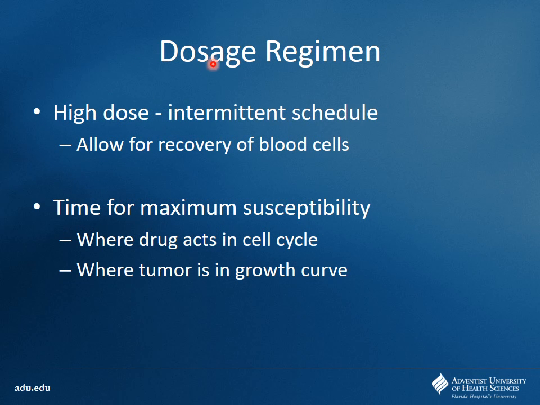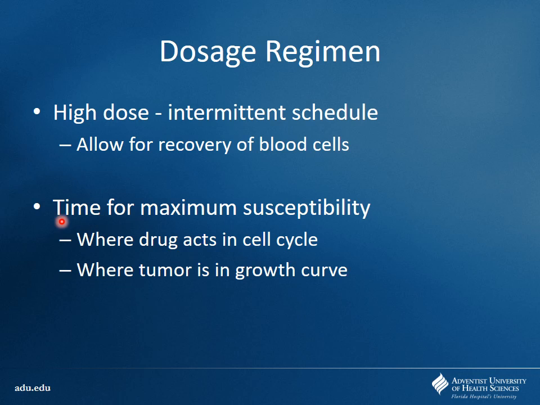So typically we'll try to target these cells when they're in the most susceptible phase, and we'll talk about that in just a few seconds. But we typically do really high dose intermittent schedules. This is where you give the patient a big dose of the drug, really knock down those cancer cells, and then give the patient time to recover on their own. Sure, some cancer cells will be replicating, but the healthy cells will as well. And so you're trying to keep the patient as healthy as possible from that standpoint.